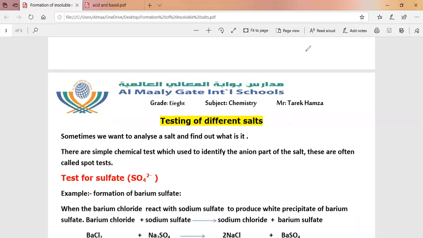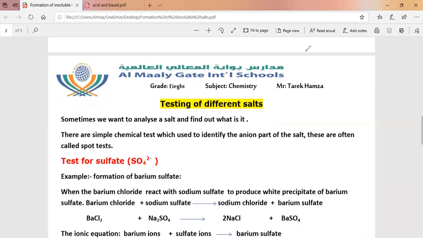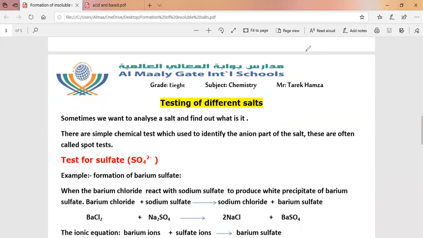There are simple chemical tests which are used to identify the anion part of the salt. These are often called spot tests. So what's the meaning of a spot test? A spot test is a chemical test used to identify the anion part of the salt.